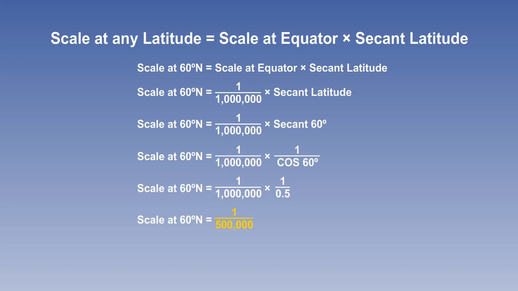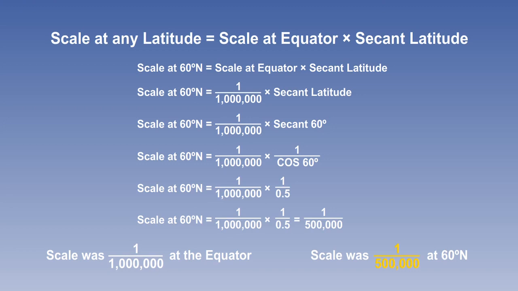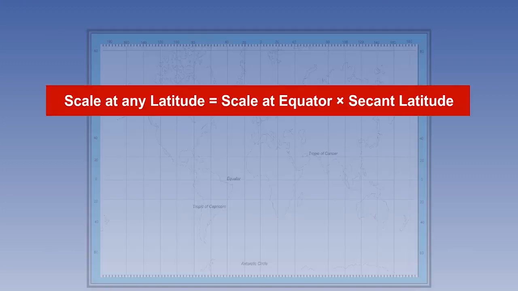To reassure yourself that you haven't got your algebra upside down, you should carry out a common sense check. The scale expands as we move away from the equator. This means that the denominator decreases. In this example, the scale was 1 to 1 million at the equator, and it is 1 to 500,000 at 60 north. Using the standard Mercator scale change equation, let's now see how to deal with the second type.